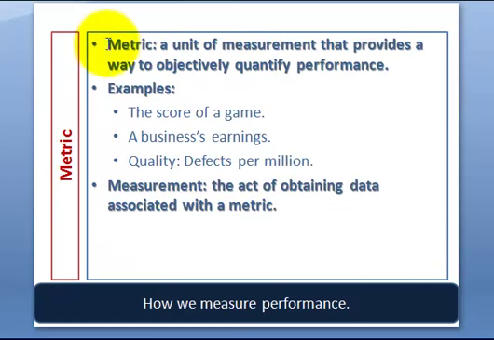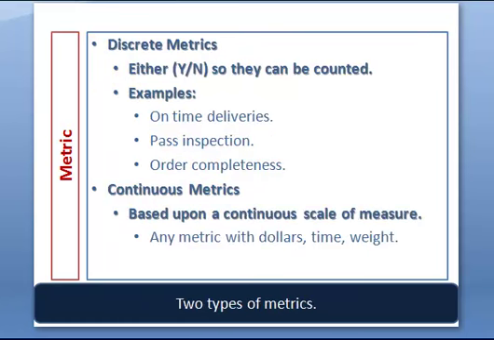Now, a metric is anything that is a measurement that quantifies performance. For example, the score in a game, a business's revenues or earnings, or quality metrics like defects per million. And the measurement is the actual act of obtaining the data with the associated metrics. So we have metrics, and we measure those metrics.